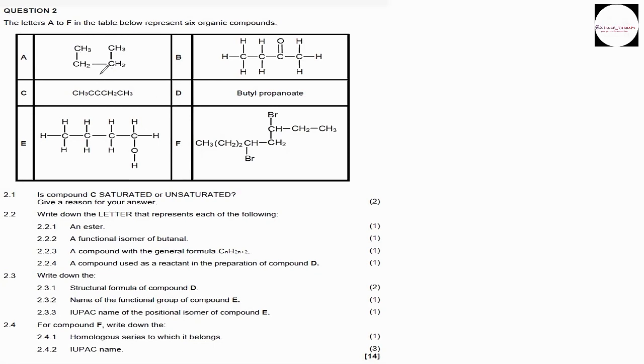Looking at this, we can see that these are single bonds between all the carbon atoms. So we know that this is the alkane, right? And then looking at this one, we can see the double bond oxygen is in the carbon that is in between other carbon atoms. So this gives you your carbonyl group, which is the ketone homologous series.